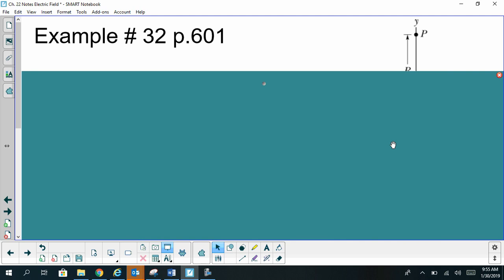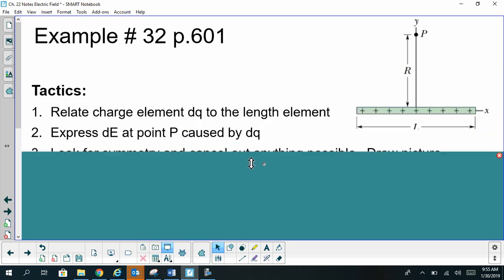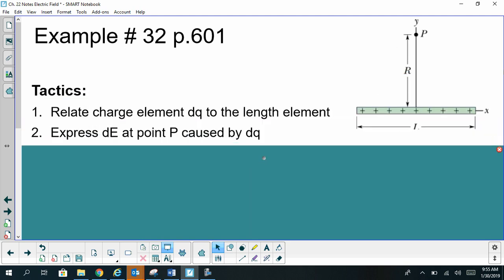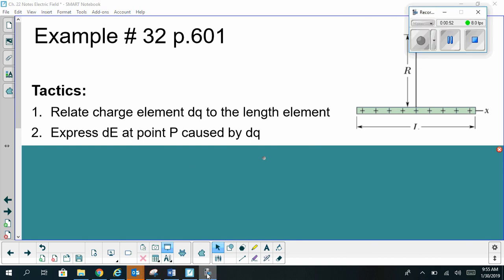So if you haven't already, take a look at number 32 in your textbook. It's page 601. Pause the video right now and take a moment. I want you to draw a picture of the situation, labeling all the things similar to what you see here. So go ahead and pause the video.